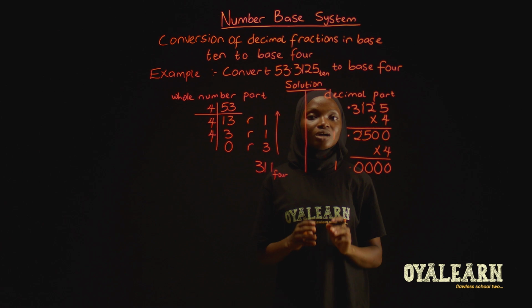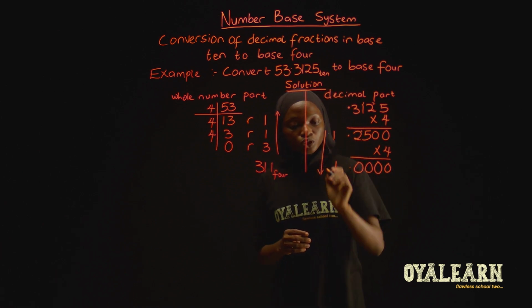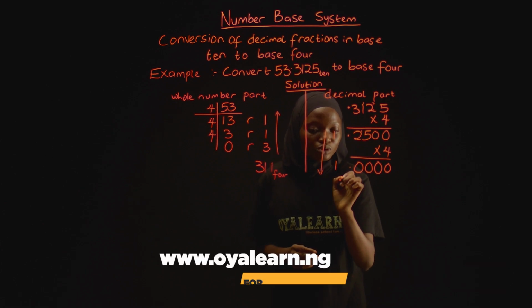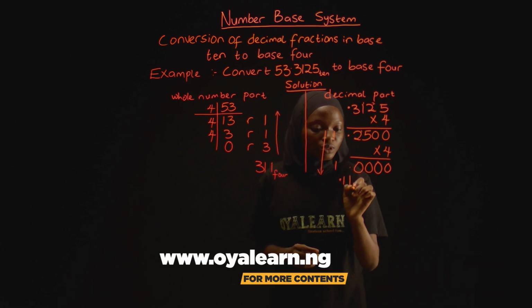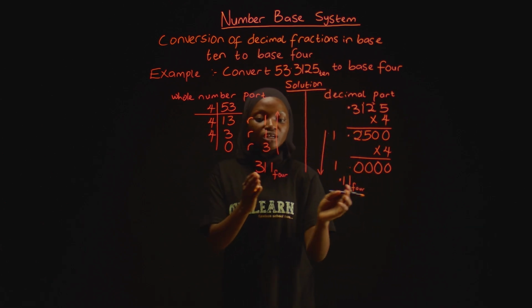And we'll take our readings. How to take our readings? These digits from the top. So you have 0.11 base 4. Now for our final answer, we combine these two together.